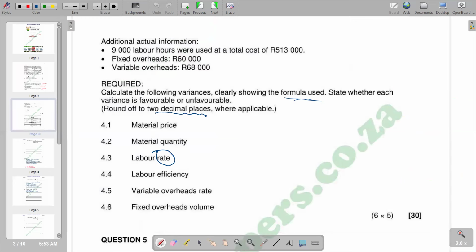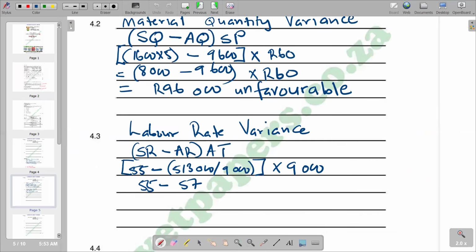Very important. Having our calculation here, inside the brackets 55 is less than 57, which is going to lead us to a negative, which is unfavorable. Then we multiply by 9,000. So 55 minus 57 gives negative 2, and 2 times 9,000 is 18,000. There is no need to put a negative because you are going to give the description unfavorable. So unfavorable is the substitute explanation for the negative we have here. Basically, that's what we have at 4.3.